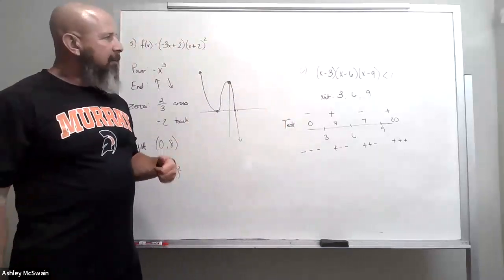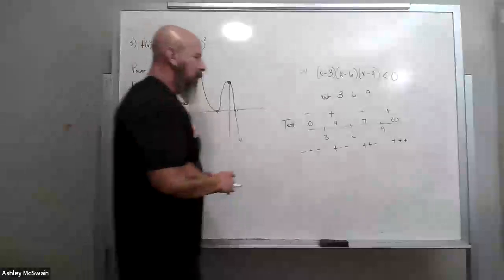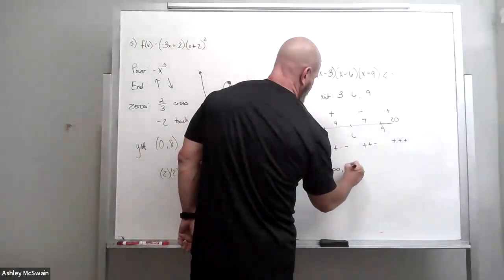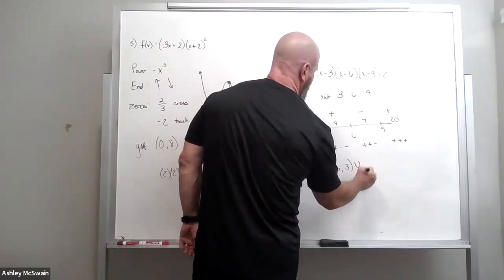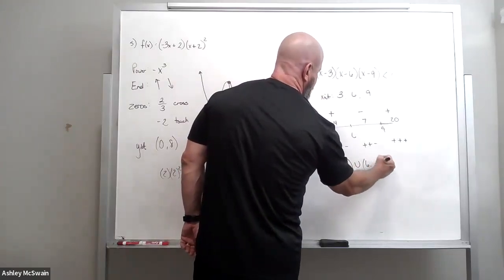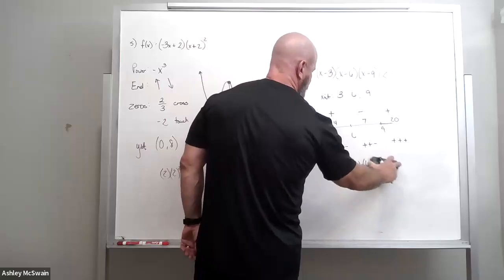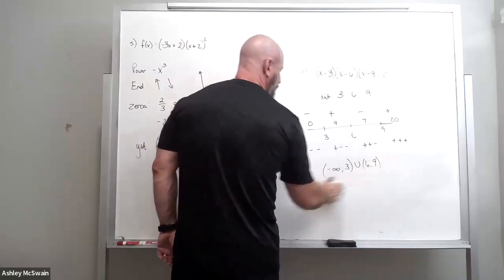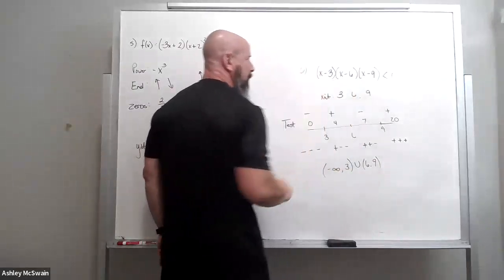The question is asking me where is it less than 0, where is it below the x-axis, and that would be from negative infinity to 3 in union with 6 to 9. No brackets because I didn't have the equal to.